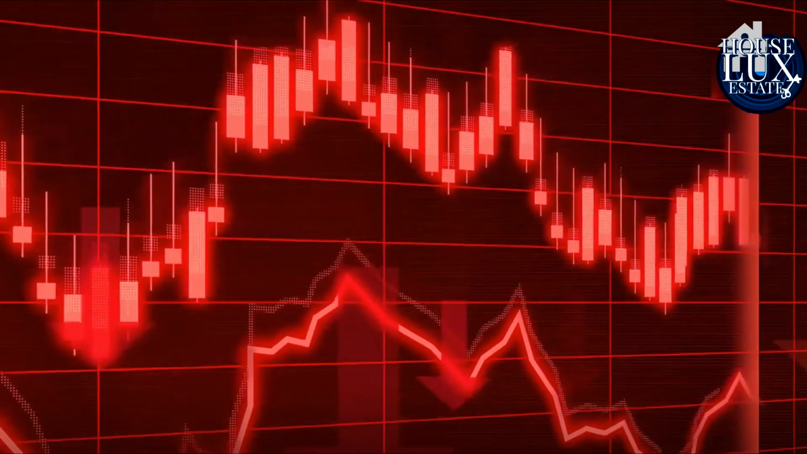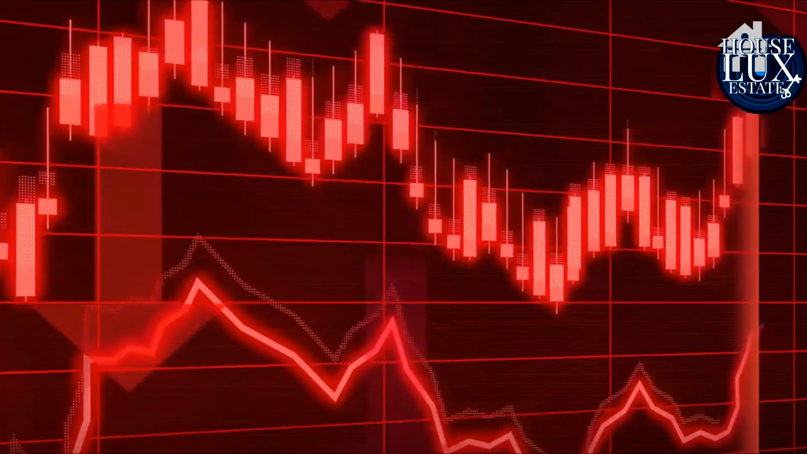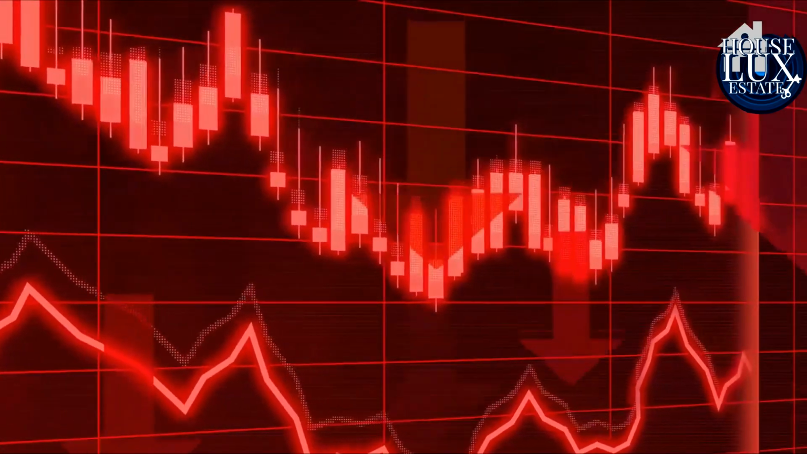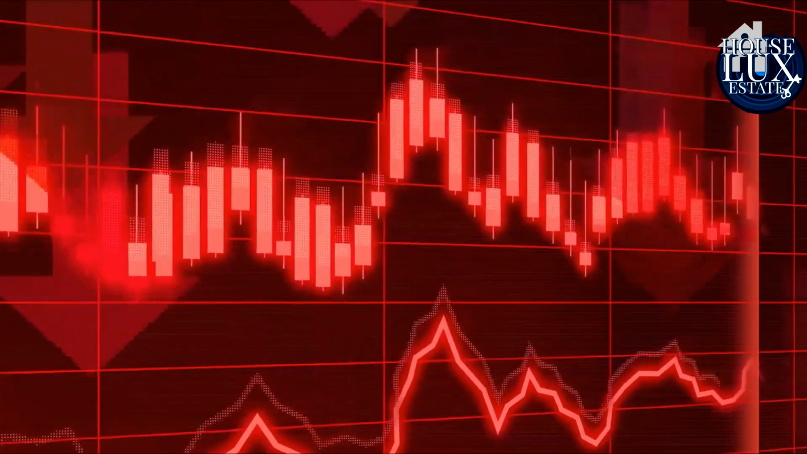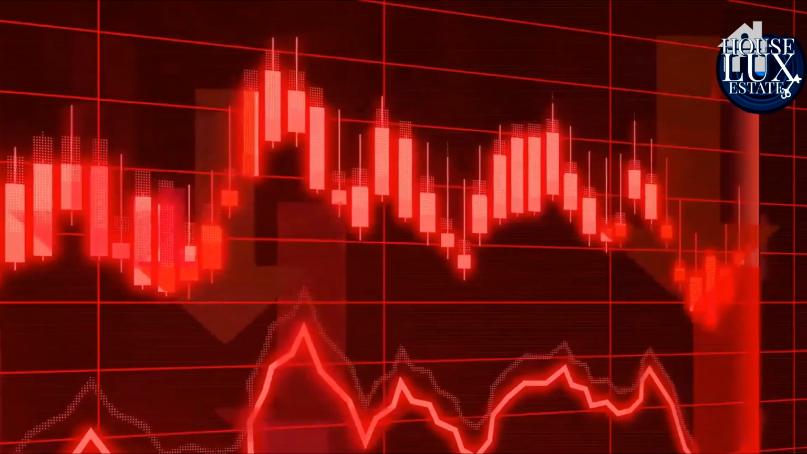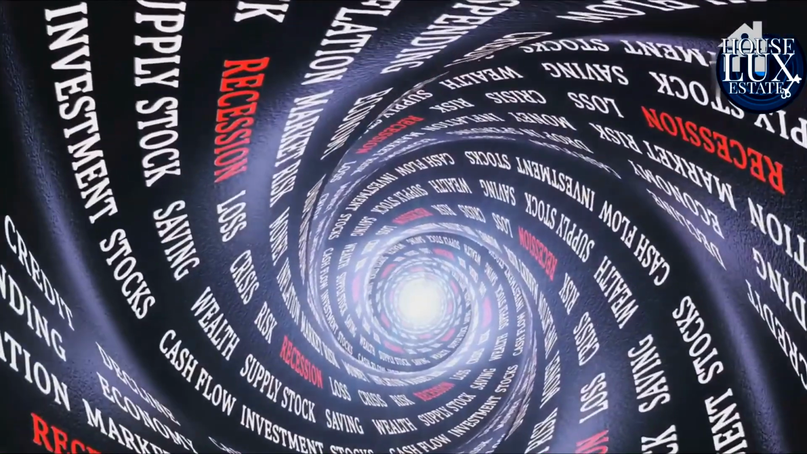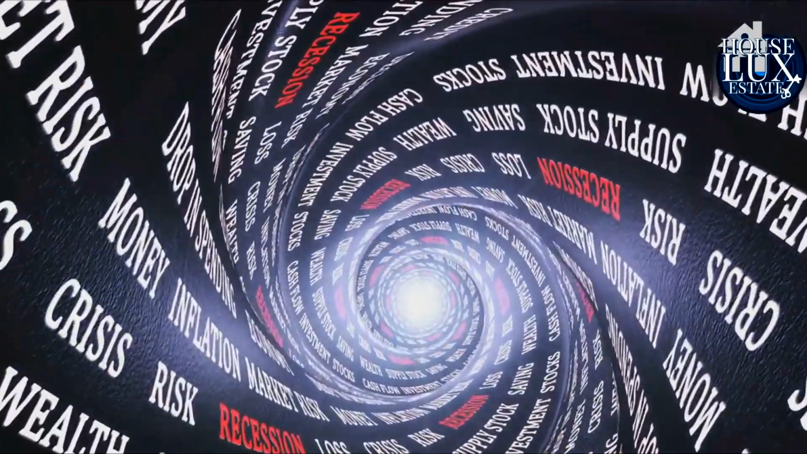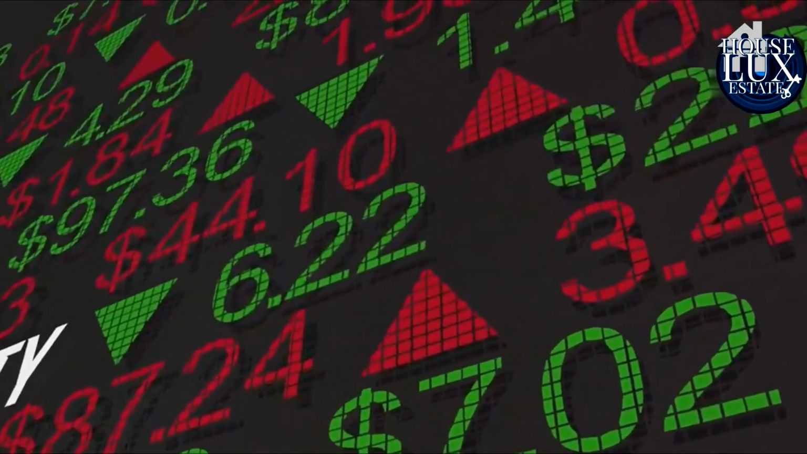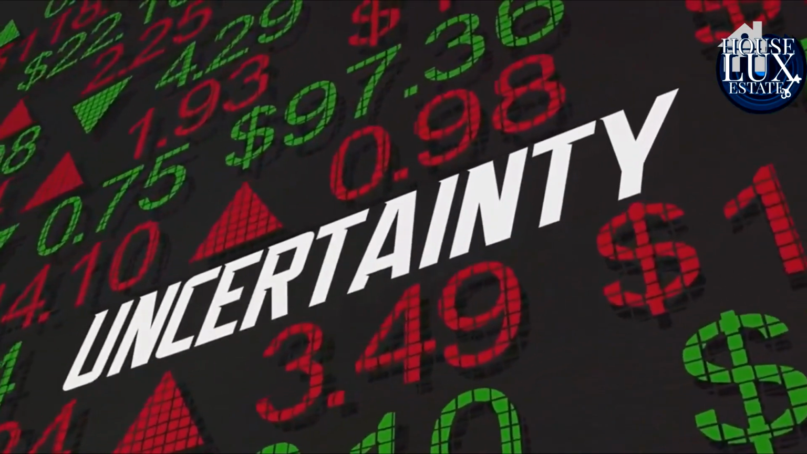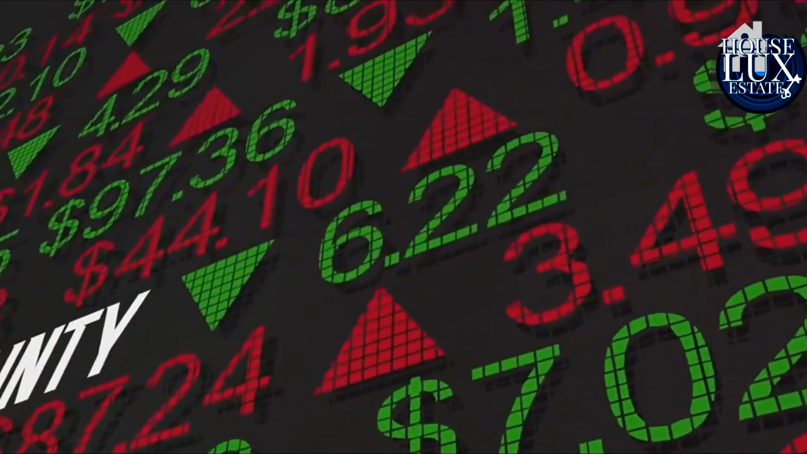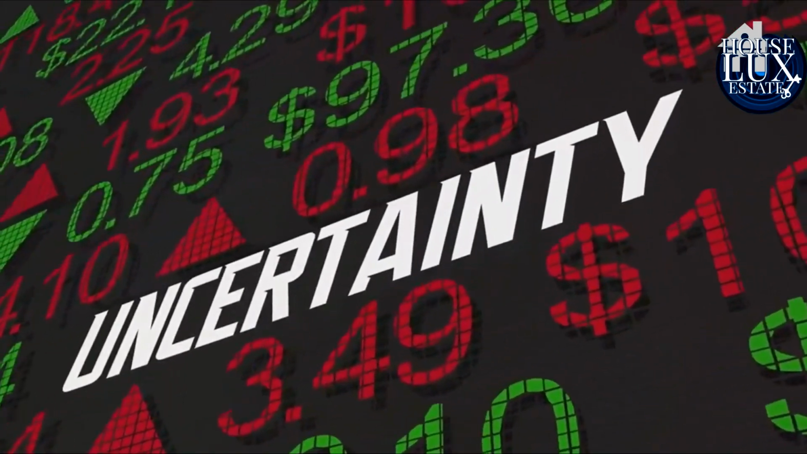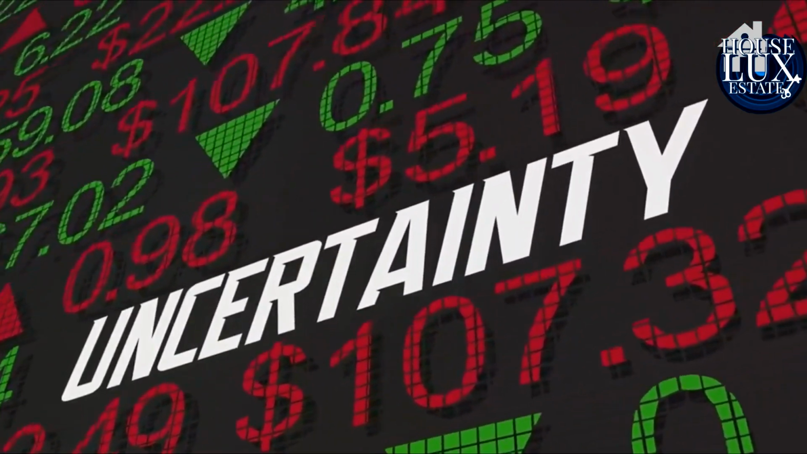Stock market volatility is a term you've likely heard, but what does it mean? Well, in the simplest terms, volatility refers to the degree of variation in the trading prices of stocks over a certain period of time. It's a measure of the speed and magnitude of a stock's price changes. When the market is said to be volatile, it means that stock prices are swinging wildly up or down. This could be due to a number of factors, such as economic indicators, geopolitical events, or even market sentiment.